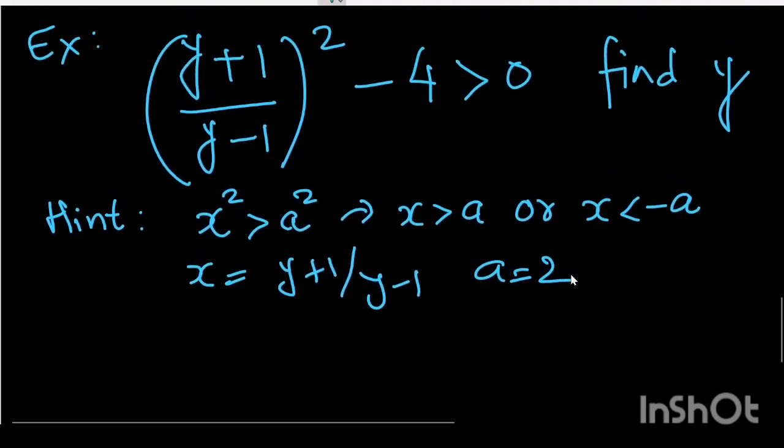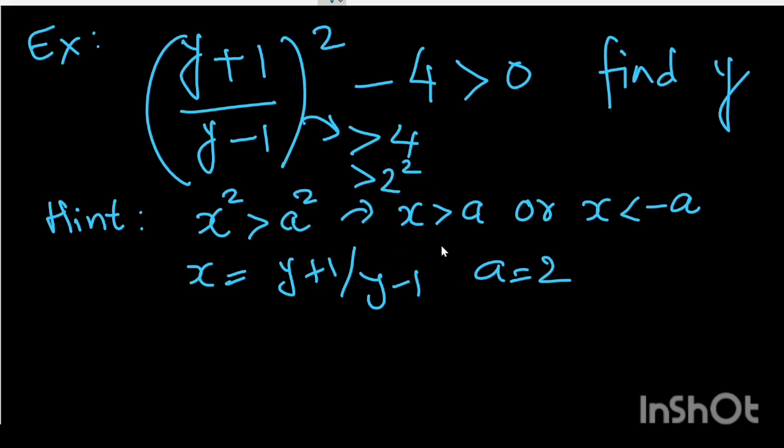So in the next step we can write, this question is actually this value greater than 4. So this 4 we can write as greater than 2 square. So that's why I wrote a is equal to 2. So a is equal to 2 and x is this. So we will directly solve these two inequalities, x greater than a, x less than minus a, and whatever the values of y come, we will take the union or of them. So that's how we will proceed in our solution, guys.